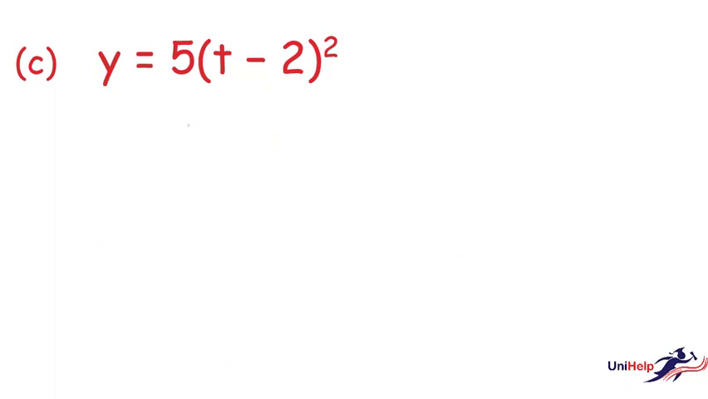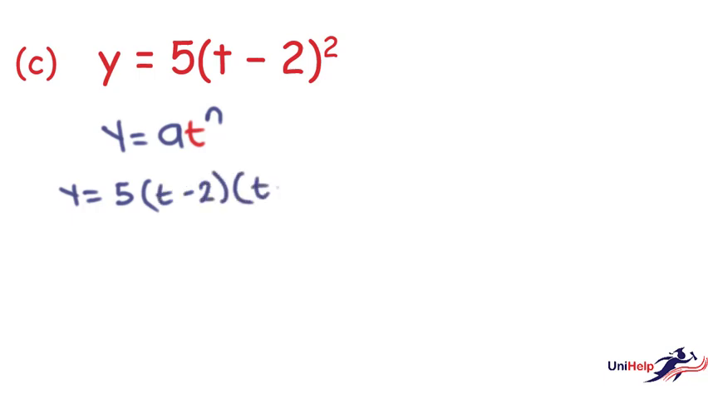For the final problem, we can see that y is not in the form a t to the power n, t because the variable in this case is t. And y is not in this form because of this constant that is being subtracted from t. So what we could do is to FOIL to simplify the problem. That is 5 into t minus 2 into t minus 2.